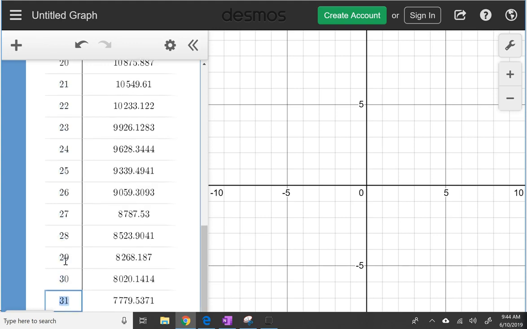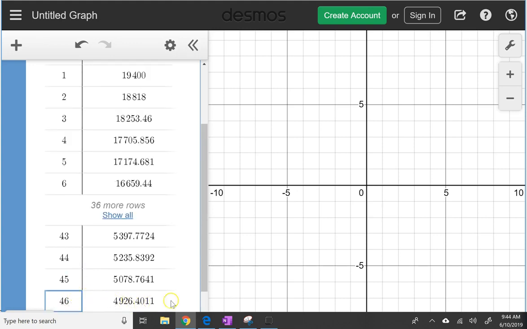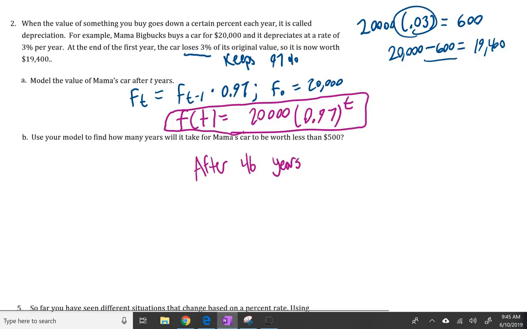And so you can see this is a nice, efficient and easy method to use by making the technology table, and you could do the same kind of thing in your calculator, but all different schools use different calculators, but everyone has access to Desmos, so that's why I've chosen to use Desmos. So it's going to be sometime between 45 and 46 years. So we'll say approximately 46 years to answer that question.